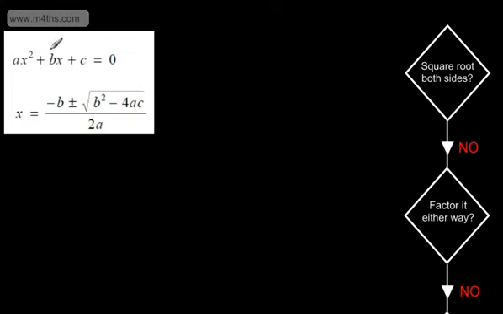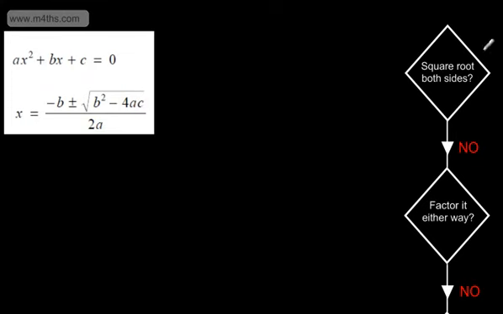And the first method you'll come across is the quadratic equation. If we have a quadratic equation in the form x squared plus bx plus c is equal to 0, then the solutions are x is equal to minus b plus or minus the square root of b squared minus 4ac all over 2a. This is a quadratic equation. You will get this in any exam book that you're doing.